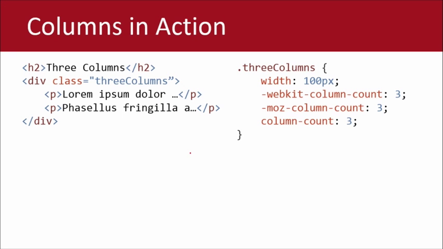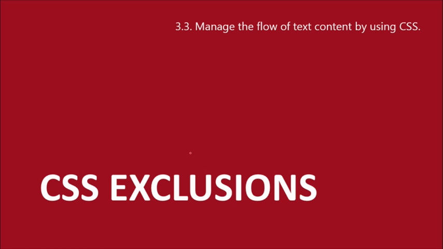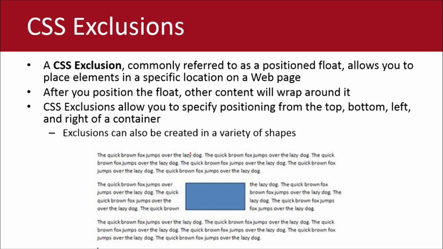All right, so let's go back to our presentation here. We're going to talk about CSS exclusions. Now, I had a problem with running the demo for this earlier, so we're probably going to skip it in this presentation, but I will point you to some really helpful information that you can use to experiment with CSS exclusions. An exclusion is commonly referred to as a position float. It allows you to place an element in a specific location on a web page.